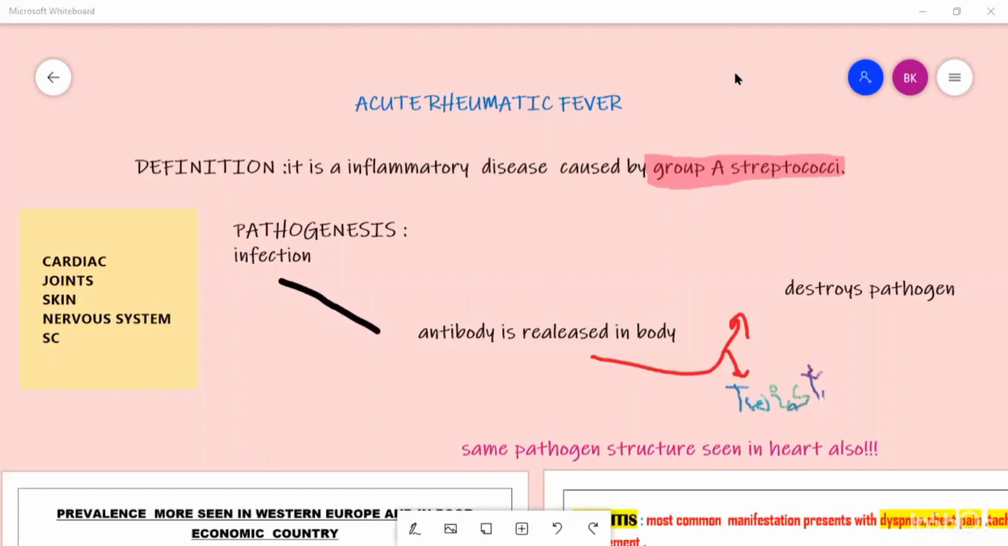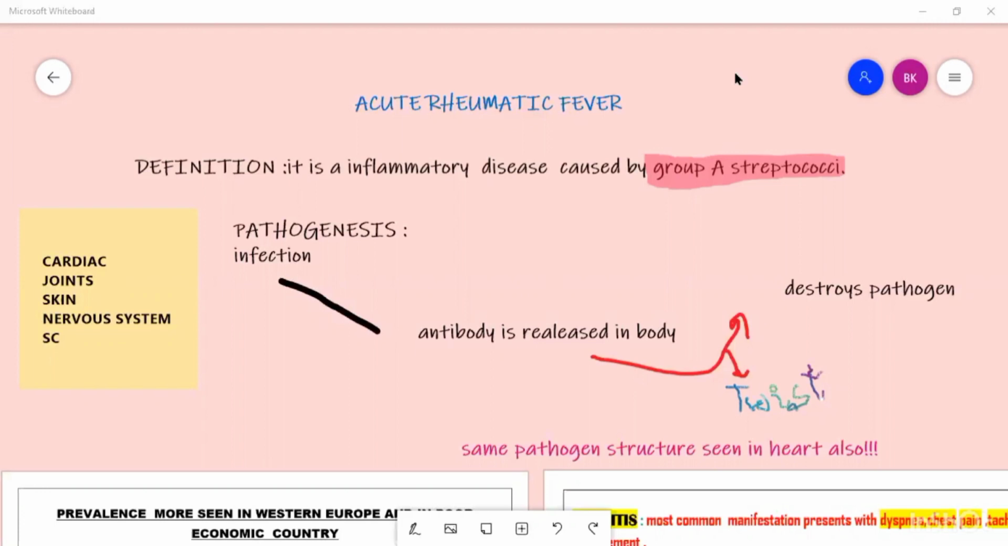Coming to the definition proper, it is an inflammatory disease caused by group A streptococci. It is one of the infection sequelae of group A streptococci. Okay, it's an inflammatory disease.